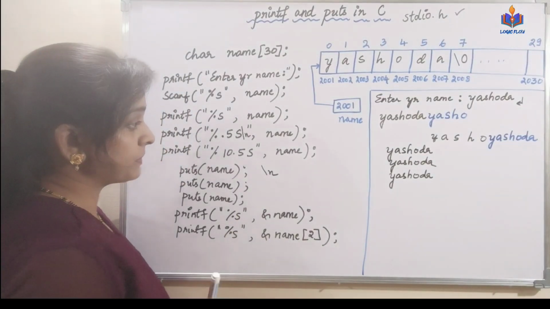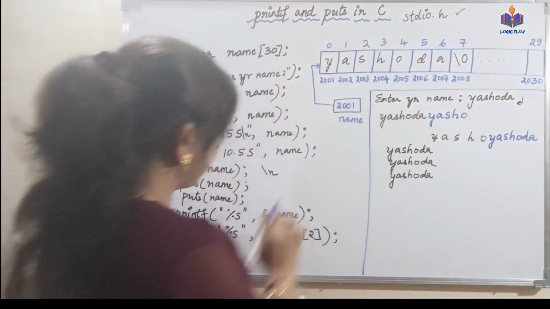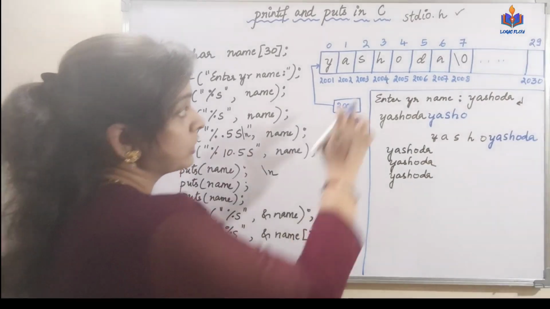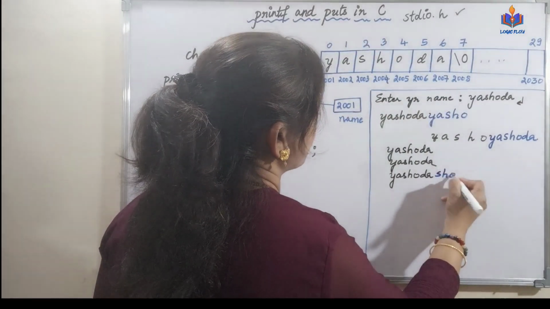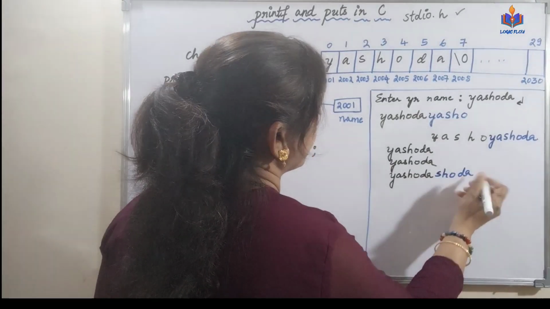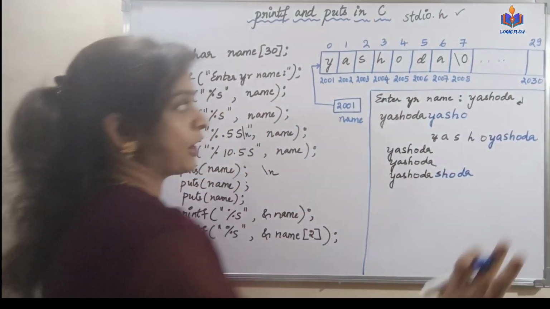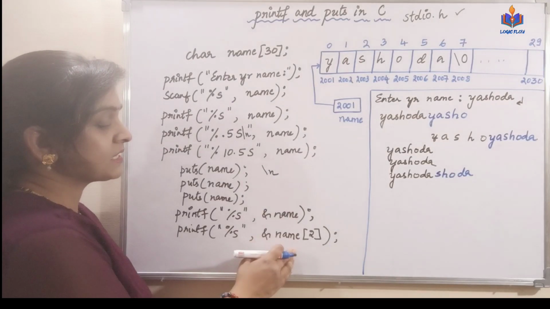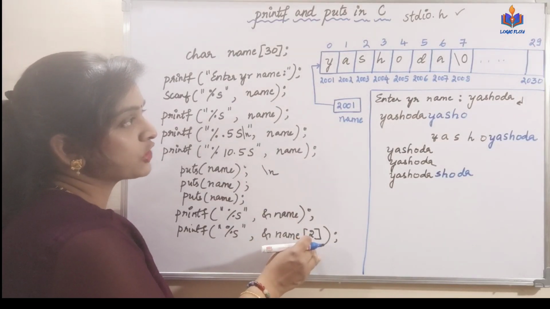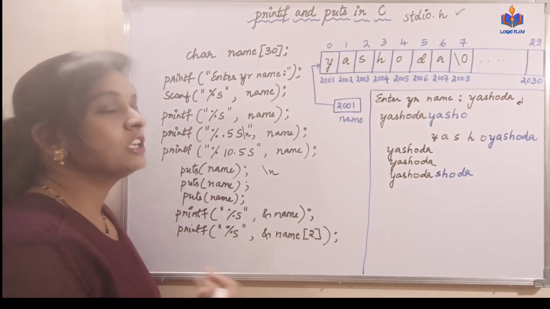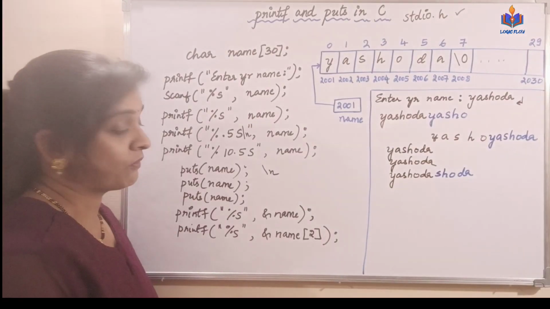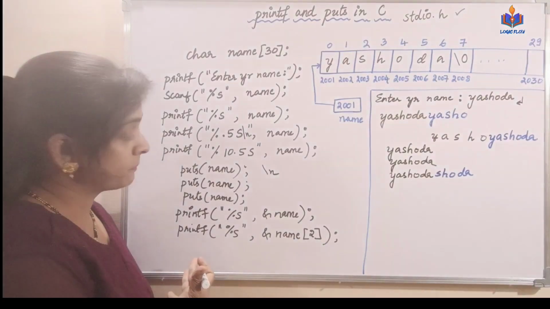So here what happens? My output will be from 2. That is from S. So it is S, HODA. Null character, end of the string. So here it is saying you go to a specific location and from there you start printing the characters. So I can print my output however I require. So printf has many options.